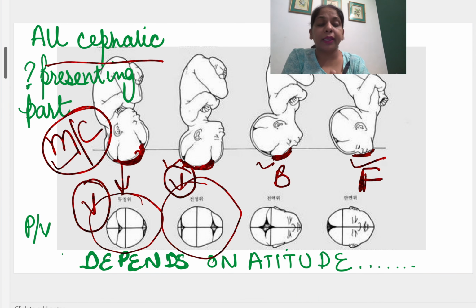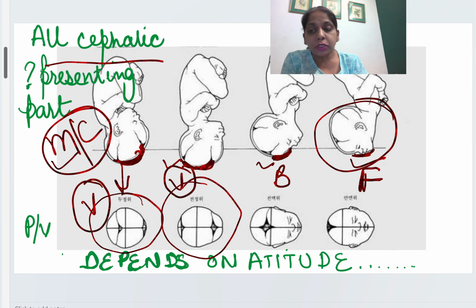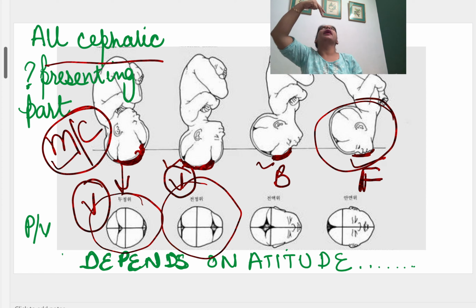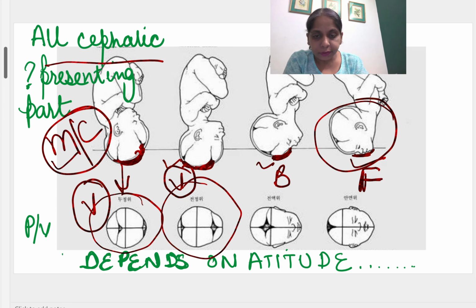What is happening here? Here the fetus is flexed, so the presenting part in the flexed attitude will be vertex, and in the extended attitude it will be the face. If a question comes, it is simple. You can flex your own head in the exam also. You flex it and at the top you will feel the vertex. You extend it and at the top you will feel the face. Okay, so that's it.